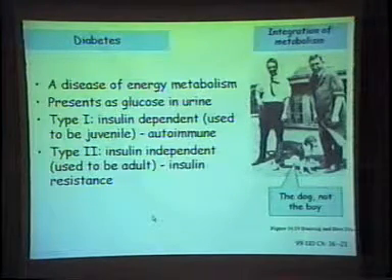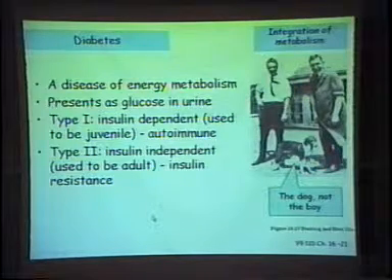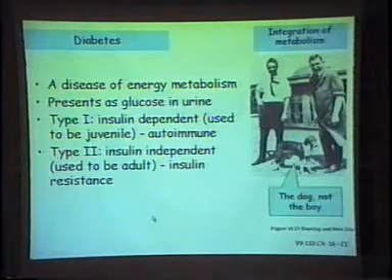So we have a bit of time to talk about diabetes. I don't know if we'll get through all the material on diabetes, and I will offer an open invitation to anybody who wants to stay if we don't get through it all.